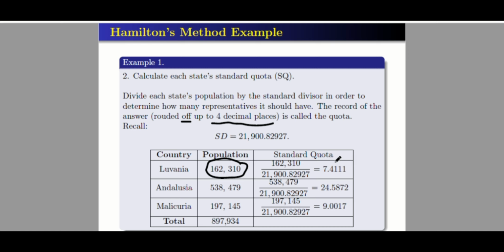So we have 7.4111. Andalusia, 538,479 divided by our SD. So we have 24.5872. And Malicuria, 197,145 divided by our SD. So we have 9.0017. So that is step number 2.